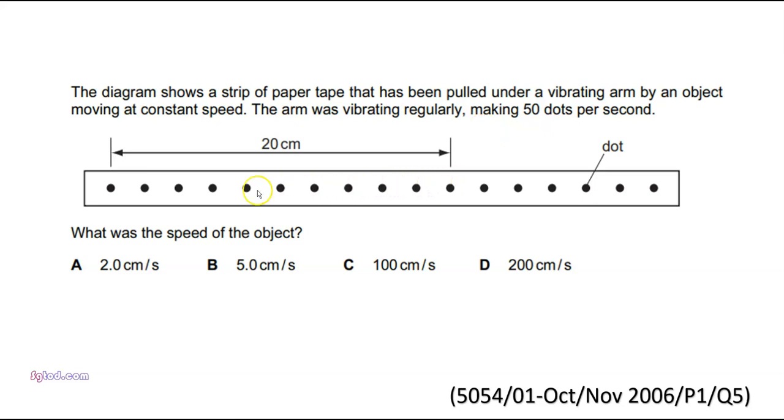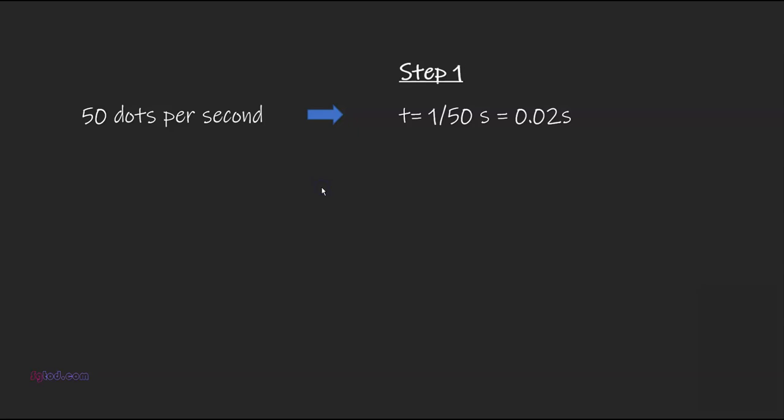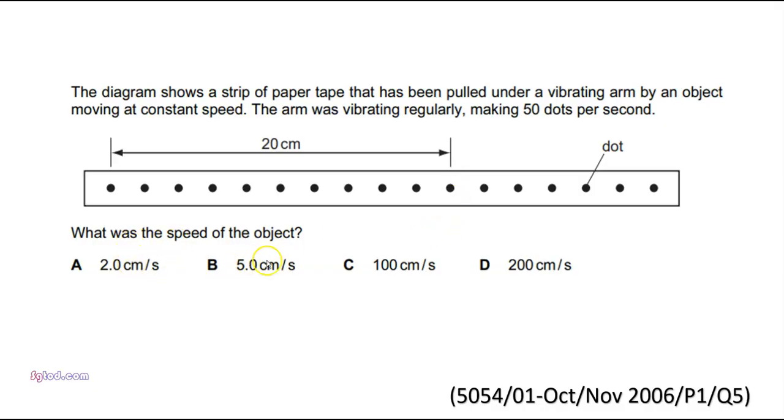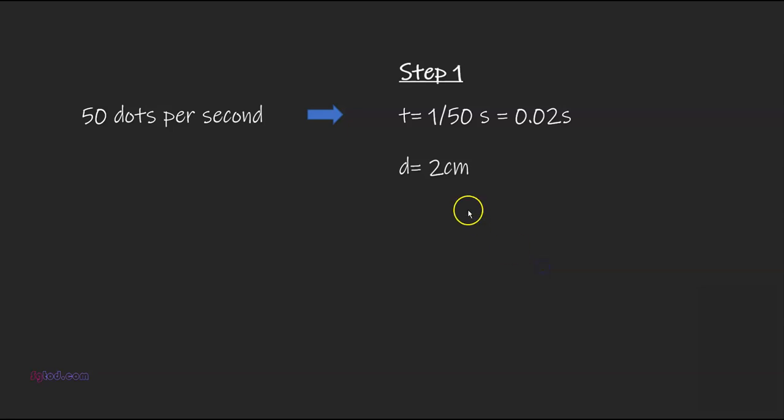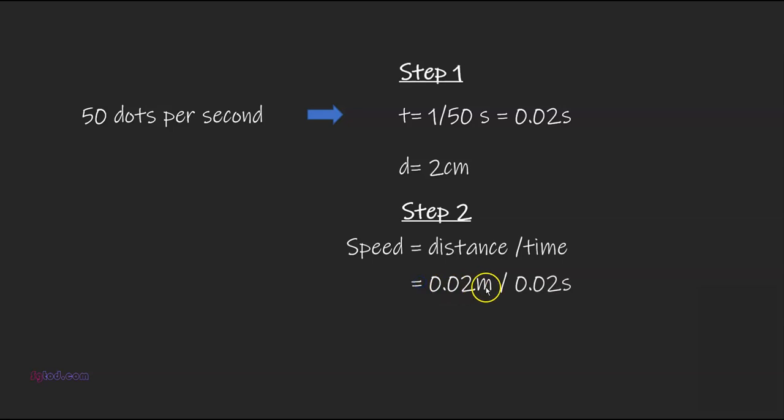Next, you are told that this is a length of 20 centimeters. And if you count it, there are 10 dots. That means the distance between dots is 20 centimeters divided by 10, which equals 2 centimeters. The answer options are in centimeters, so you can maintain the distance in centimeters. The next step is to write out the formula of what you want to find, which in this case is speed. Now you can see very clearly you have the distance and time taken. Substituting the data, you will get the speed to be 100 centimeters per second.